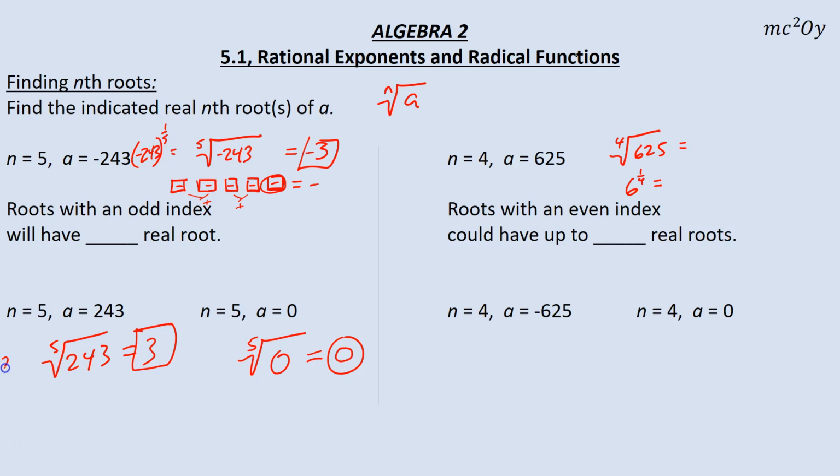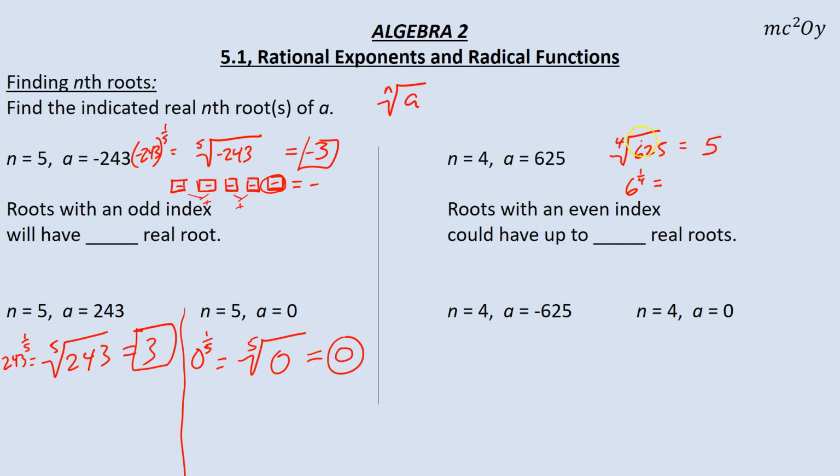Or 243 to the 1/5 power. Or on this one, 0 to the 1/5 power. Okay. Well, 625, the number that multiplies by itself 4 times to make 625 is 5.